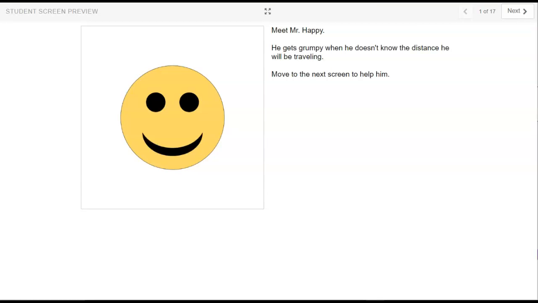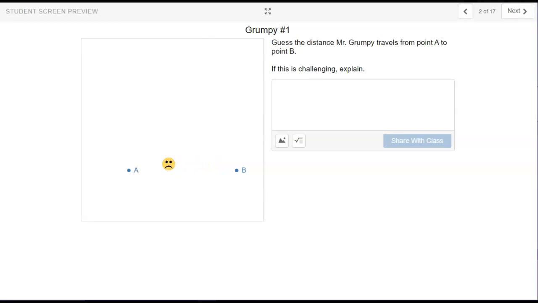Meet Mr. Happy. He gets grumpy when he doesn't know the distance he will be traveling. Move to the next screen to help him. So the first part here, we need to guess the distance Mr. Grumpy travels from point A to point B. What do you think? How can we tell the distance? Maybe we can't. We don't have any markings, we don't have any length measurements, any scale. They haven't given us anything to measure by. So maybe we can't tell the distance between A and B here.